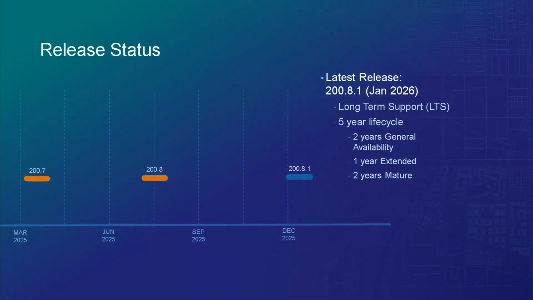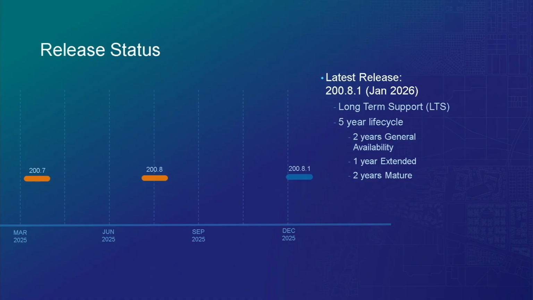So what's new, release status. I mentioned this before, our latest release is 200.8. Our 200.8 release is our last minor version release for the 200 generation, so it's an LTS release. LTS means 5 years of support, 2 years of general, which means patches and hotfixes and maybe operating systems we'll evaluate. 1 year of extended, which means we'll consider patches and hotfixes, and 2 years of mature, which means we'll just support it at that point.